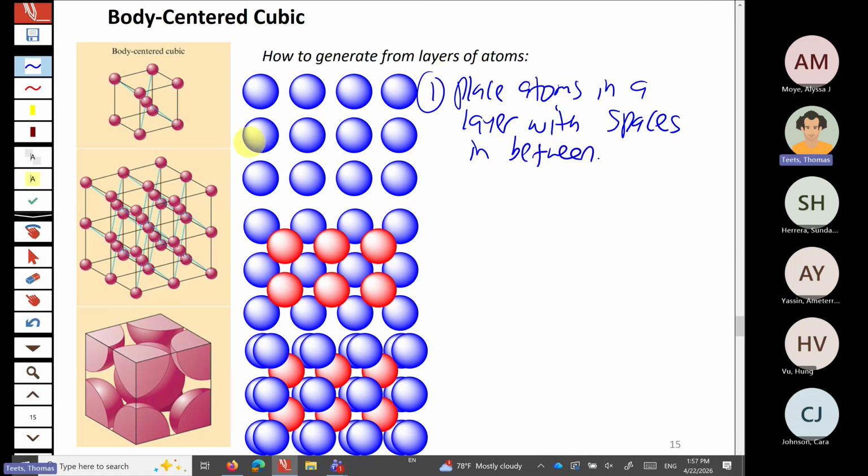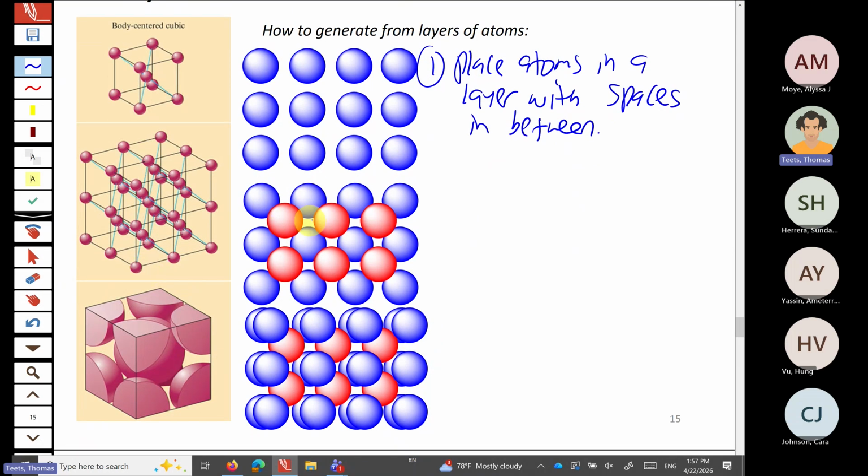So they're regularly arranged. The rows are still directly eclipsed on top of each other, but there's a space in between each of them now, as opposed to what we did before. Then what you do is you take a second layer. Now I'm showing the second layer in red so you can visualize it more easily. It's still the same atom.